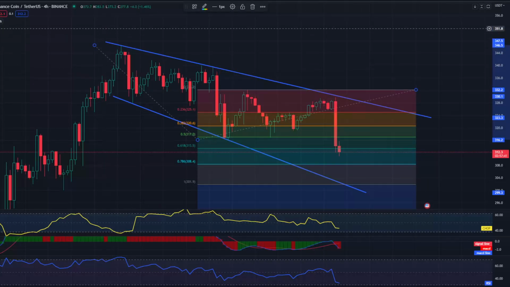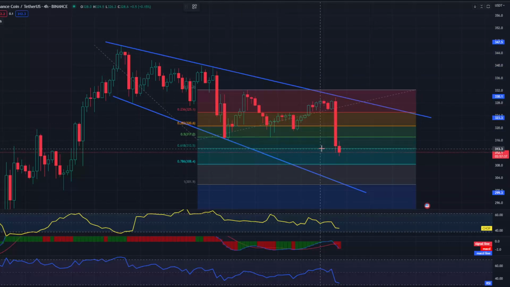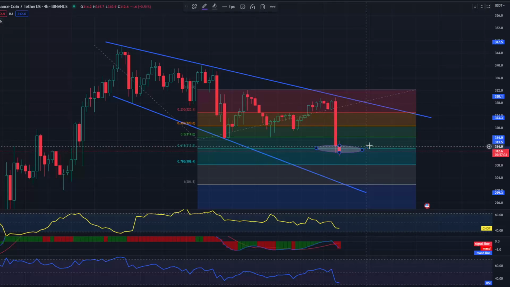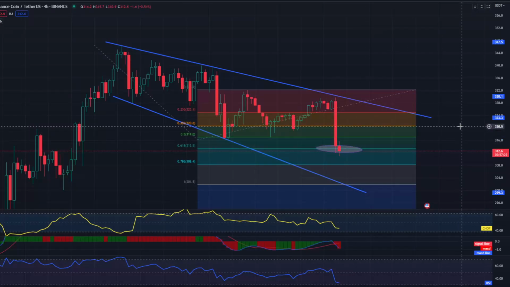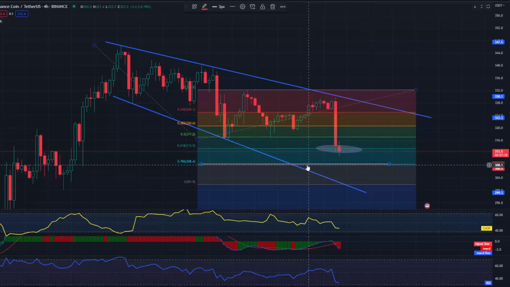Let's start by marking the support places for the price, and we can see that the price is currently struggling to stay on the support at the so-called golden point of Fib 0.618. But if the price drops lower, we have the next support at $305.80, then at $301.80.